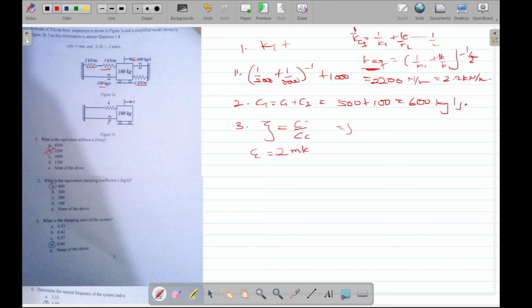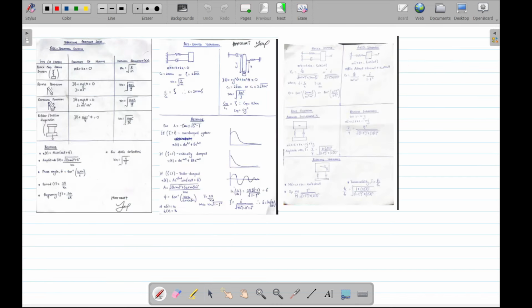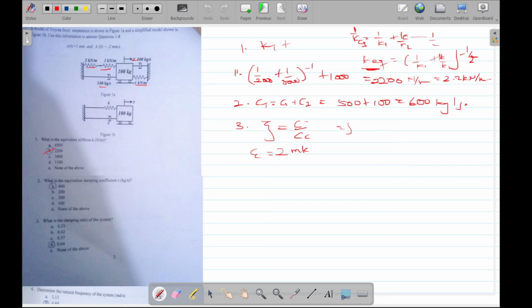Now let's go to our formula sheet. When we come to the free damped system, this is the equation for the damping ratio. Now CC can be written in terms of root mk or omega n. So CC will be equal to 2 root mk or 2 omega n m. Anyone you want. If I choose this, I have to first find omega n, so I will rather go for this.